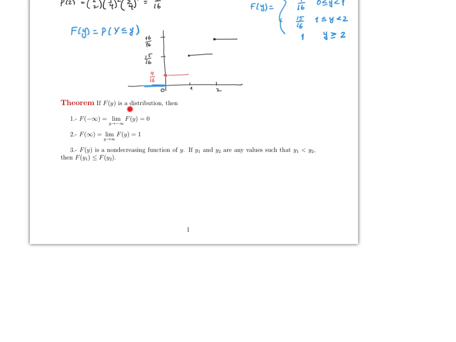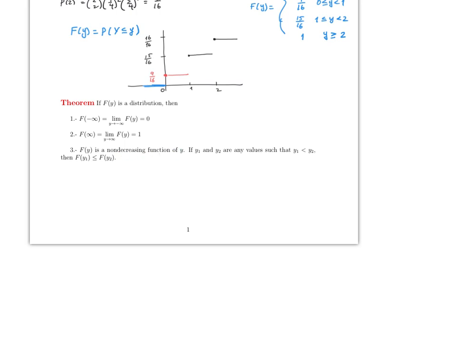So if F of y is a distribution function, then F of minus infinity, which is the limit as y goes to minus infinity of F of y, is equal to 0, which you can see that's the case here. In this one, the limit as y goes to infinity should be 1, which means if you add all of them, it should give you 1. Now, number 3, it should be obvious that F of y is non-decreasing.